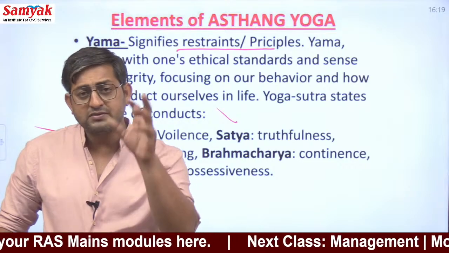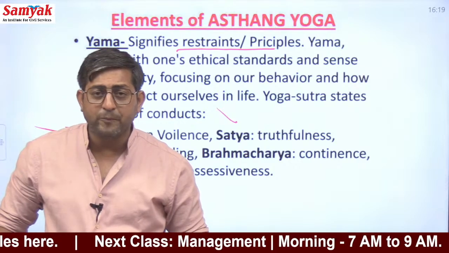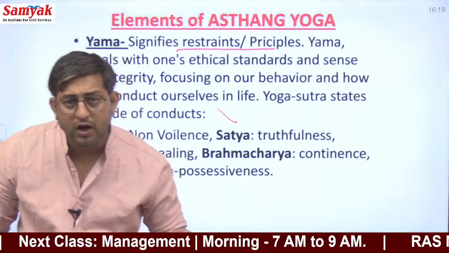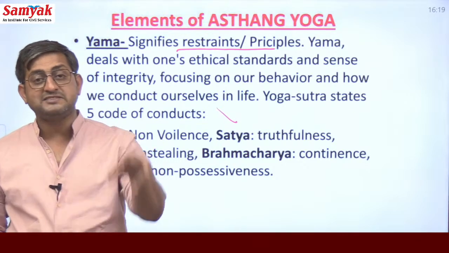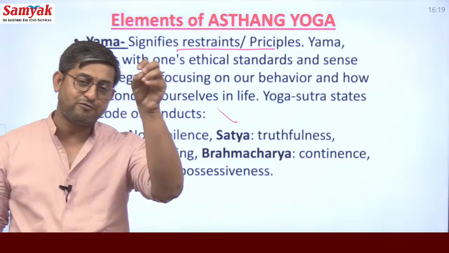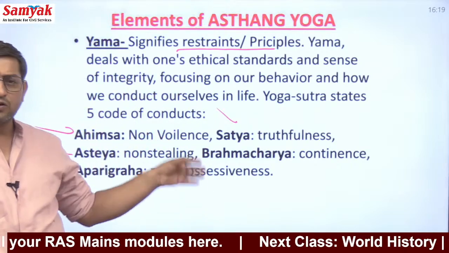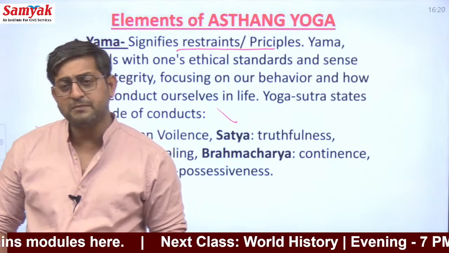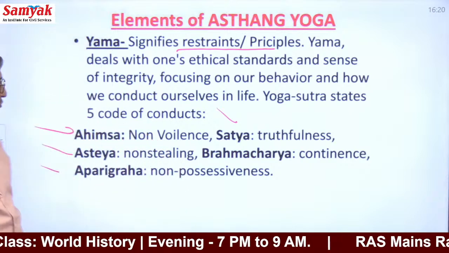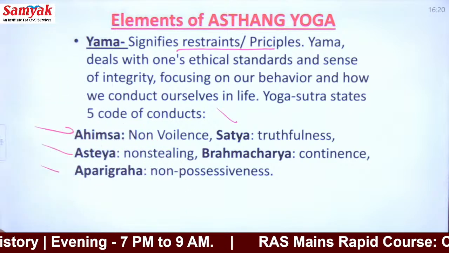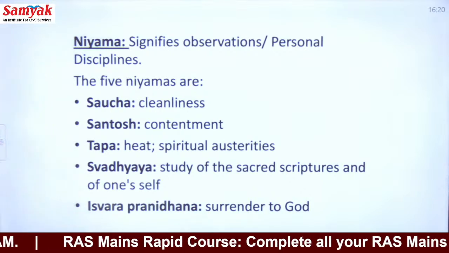So if we observe these 5 principles in our daily life, then we can say that we have observed the yama principle of the Ashtanga yoga. So yama is obviously ideal behavior, and that ideal behavior can be achieved if we put some restraints on ourselves. And these 5 restraints are common to Jainism as well as Buddhism, because these things are common for ideal behavior across all religions or all philosophies. The second element of the Ashtanga yoga is the niyama.